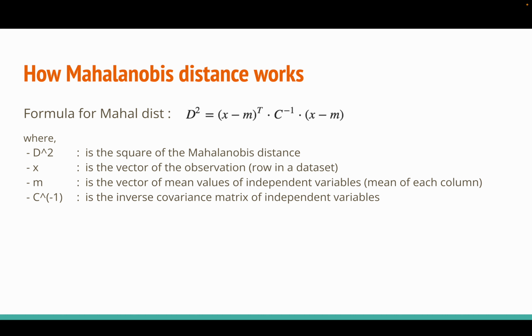How does this work? We have this formula for Mahalanobis distance. D squared is the square of the Mahalanobis distance. x is the vector of the observation, that is, one data point, and m is the vector of mean values of the independent variables, so the mean of all data points. C is the covariance matrix of the independent variables, and we are using the inverse of the covariance matrix.